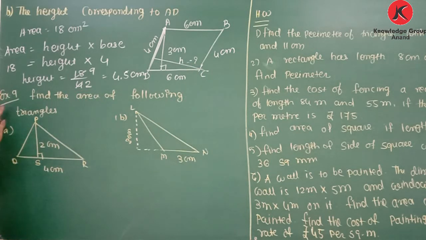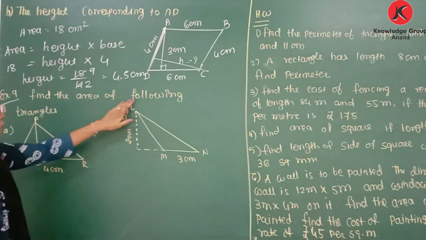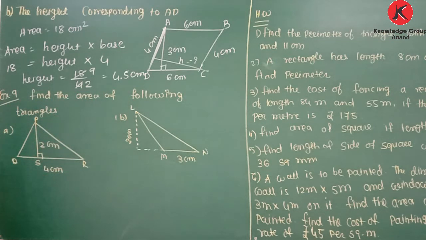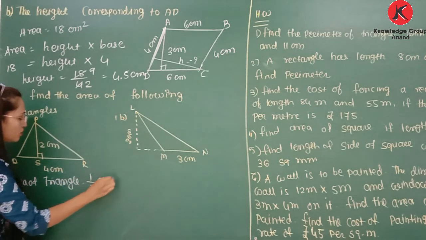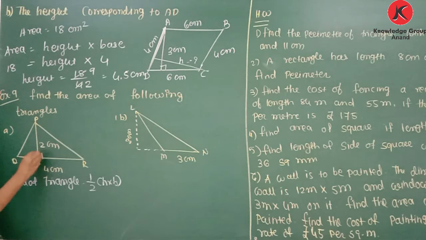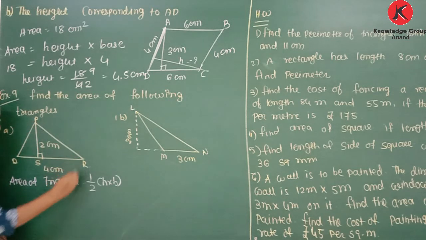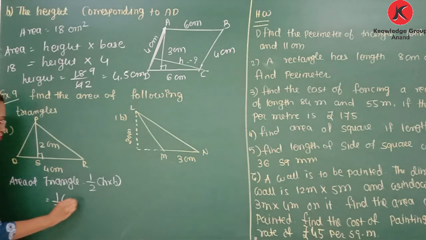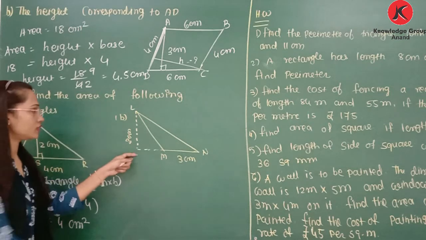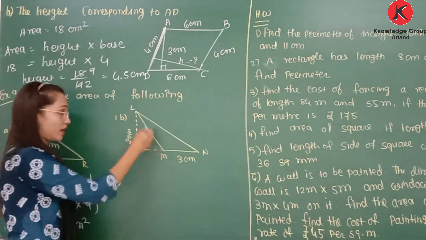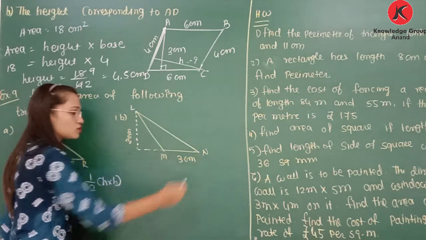Now next one. Example 9. Find the area of the following triangles. So what is the equation? Area of a triangle is 1 by 2 times height into base. So here this is the height and this is the base. So 1 by 2, height is 2, base is 4. That is 4 centimeters square. Now for this triangle, we consider this is an obtuse angle triangle. So the height will be 2 centimeter and the base is 3 centimeter.